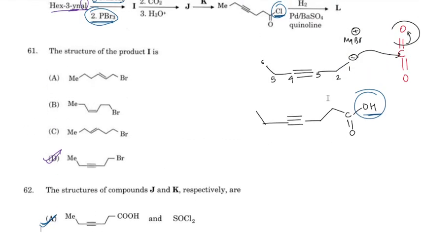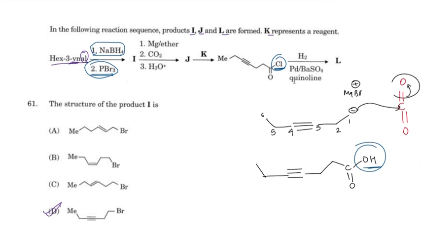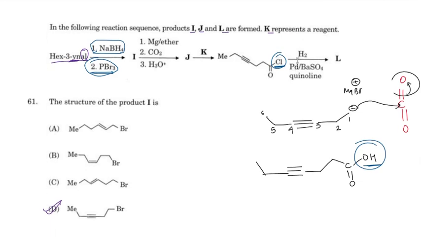Once you have made this acyl chloride, what you're doing is hydrogenating it, and you're hydrogenating it over palladium and barium sulfate, which is poisoned by quinoline. And we know that this hydrogenation converts an acyl chloride into an aldehyde, and it also converts triple bonds into cis alkenes. Remember the Birch reduction, which uses sodium metal and ammonia, gives you a trans alkene. This will give you a cis alkene.